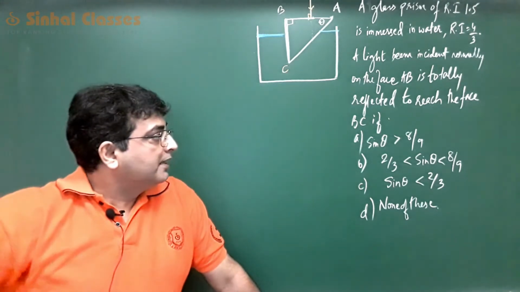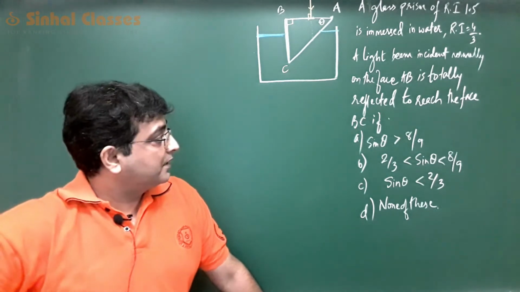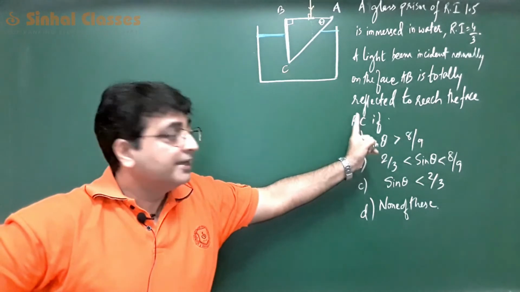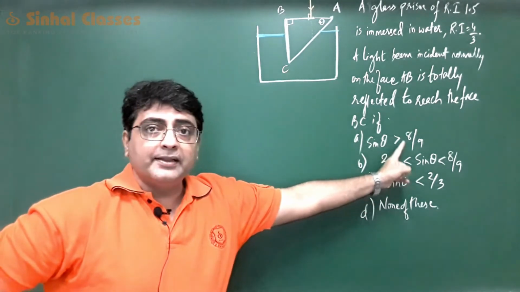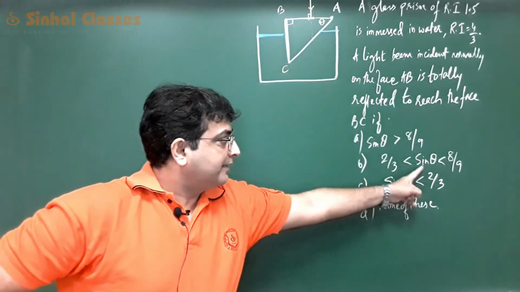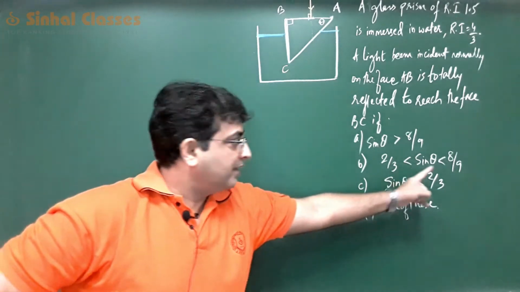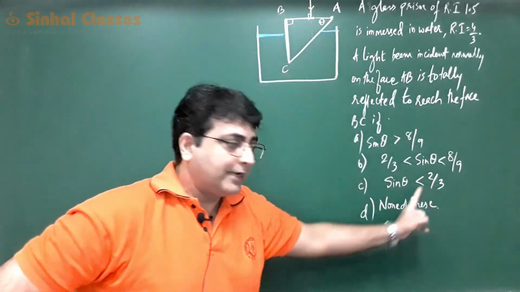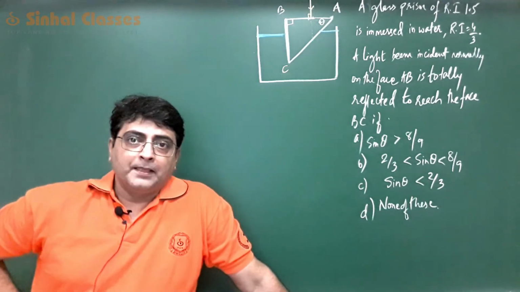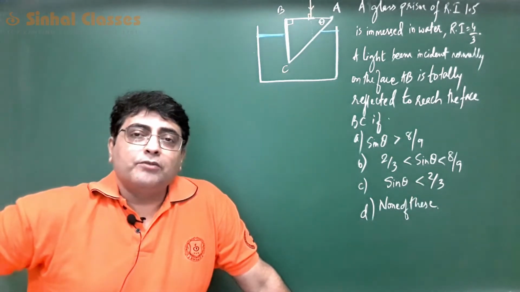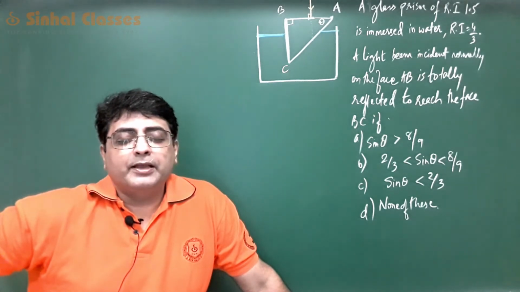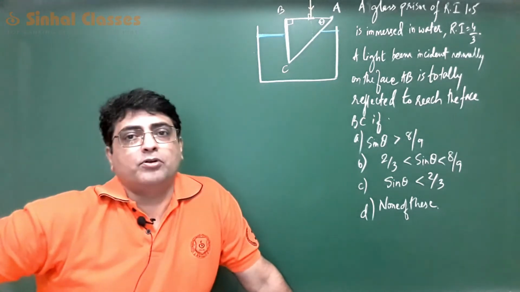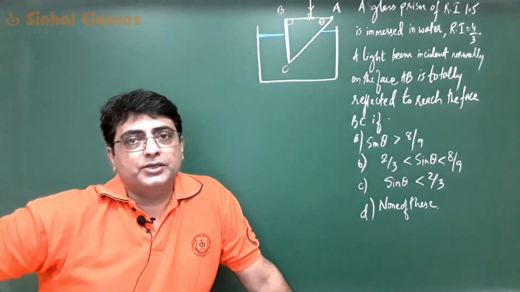Is that clear? That means this particular light is getting reflected to reach the face BC. What are the conditions given? Sin theta is greater than 8 by 9, sin theta is greater than 2 by 3, sin theta is less than 8 by 9, sin theta is less than 2 by 3, and option D is none of these. Students, when the option none of these comes, then it becomes necessary for one to solve the entire problem. You can't just try to guess the answer.